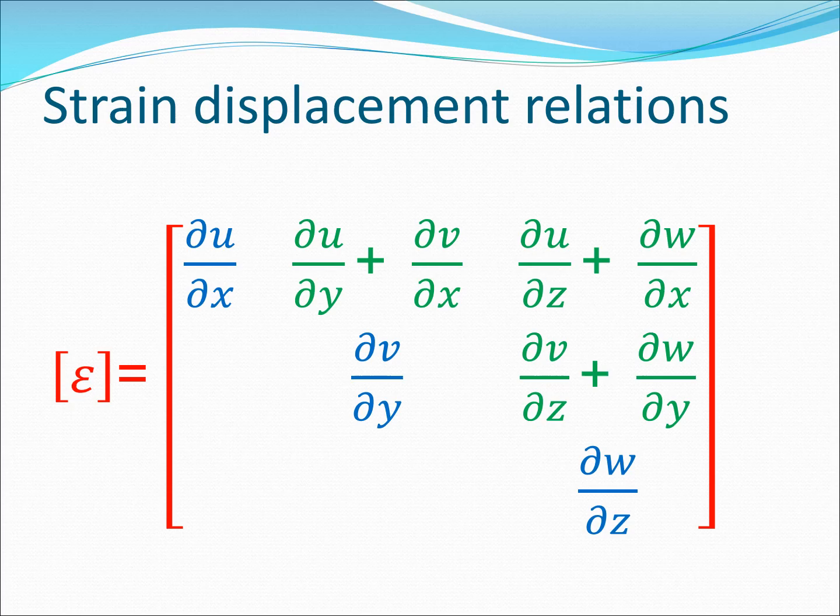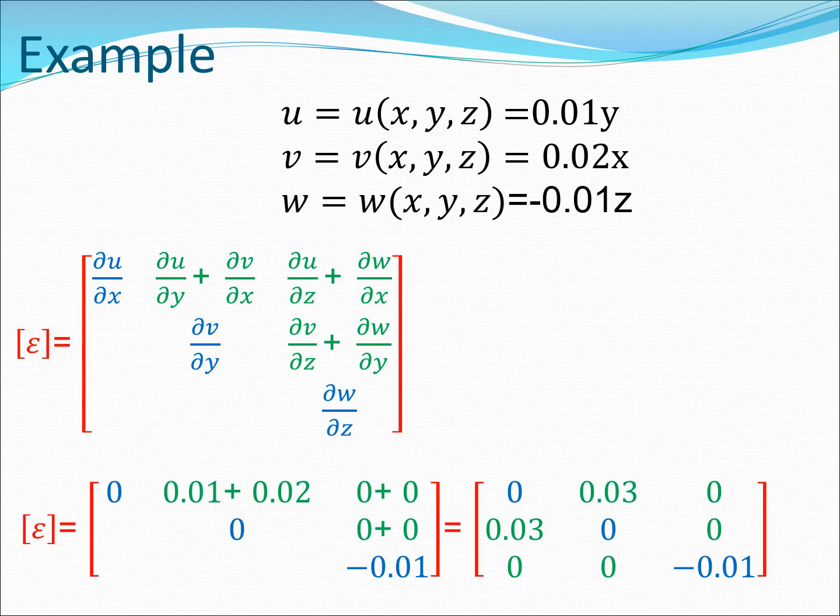Now we can put this in the matrix form. So it looks nice now in the matrix form. You can clearly see that as far as the strain is concerned, if you have the displacement field, that is the variation of u, v and w with respect to x, y and z, you can very quickly obtain the strain matrix for any given displacement field. So let's do this example to cement this concept.